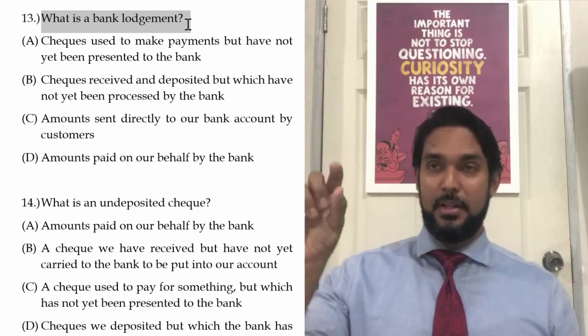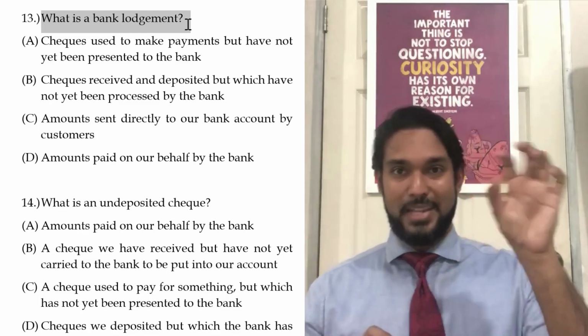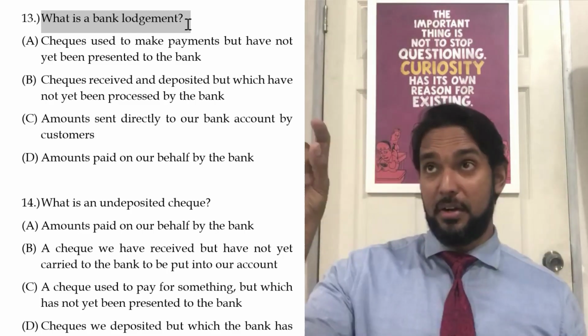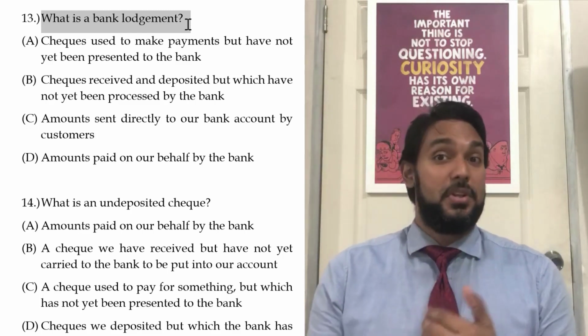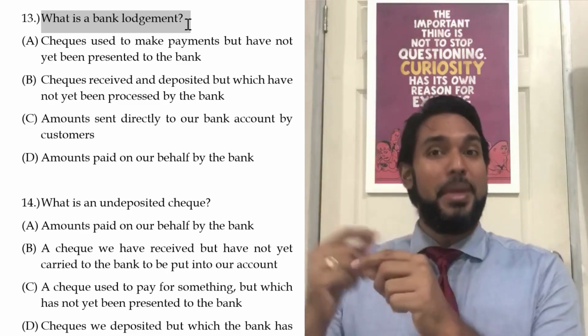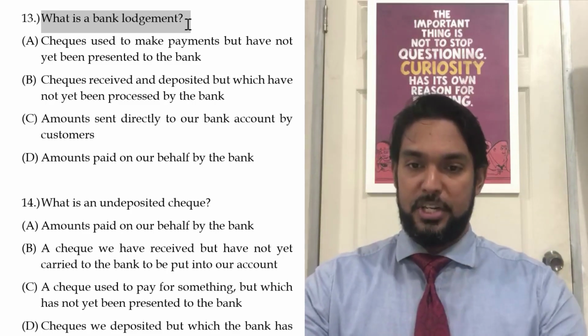You might see a current balance and an available balance. So the current balance might have it, but the available balance will not, because the money hasn't come yet, so it's not available. But they will show that it's pending. So that's what a bank lodgement is.